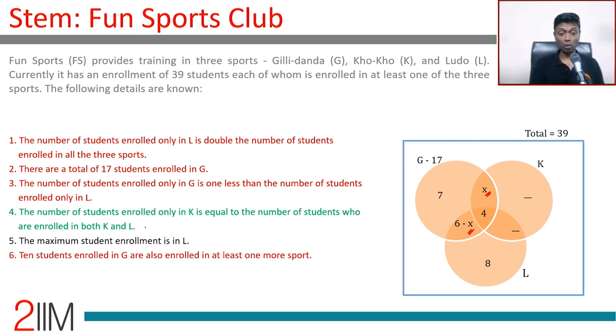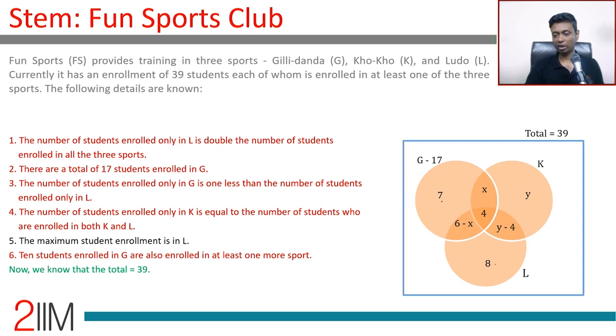The number of students enrolled only in K is equal to the number of students who are enrolled in both K and L. So if we put this number as say y, this will be y minus 4. These 2, y minus 4 plus 4, add up to y. These 2 put together should be equal to y. So this is y, this is 4, this should be y minus 4. With this, we can possibly figure out one of x or y, because we know that the total is 39.